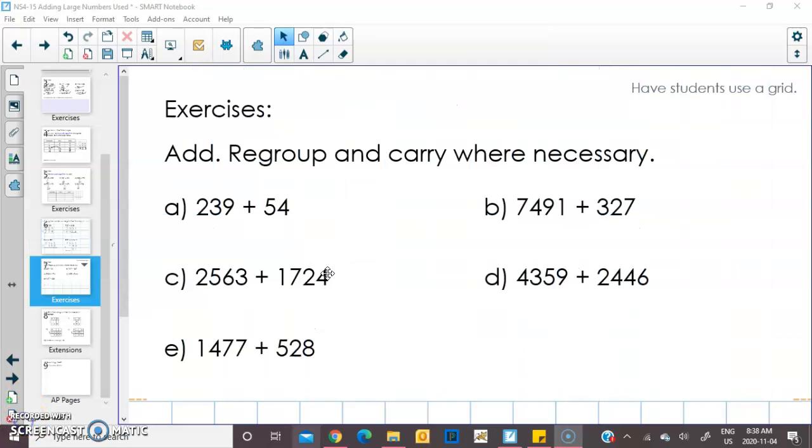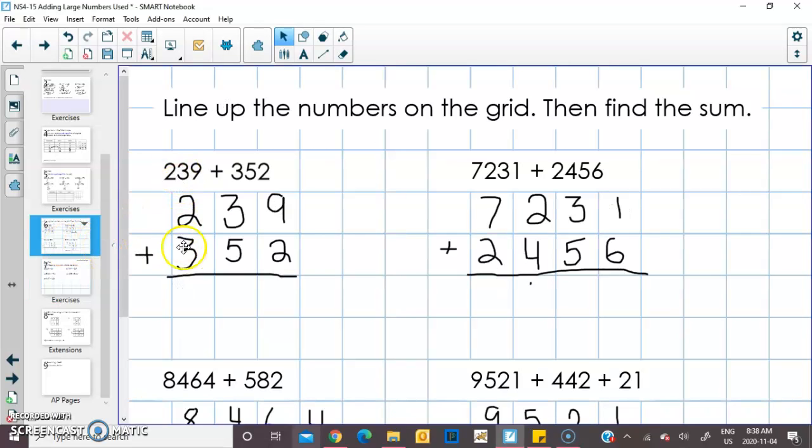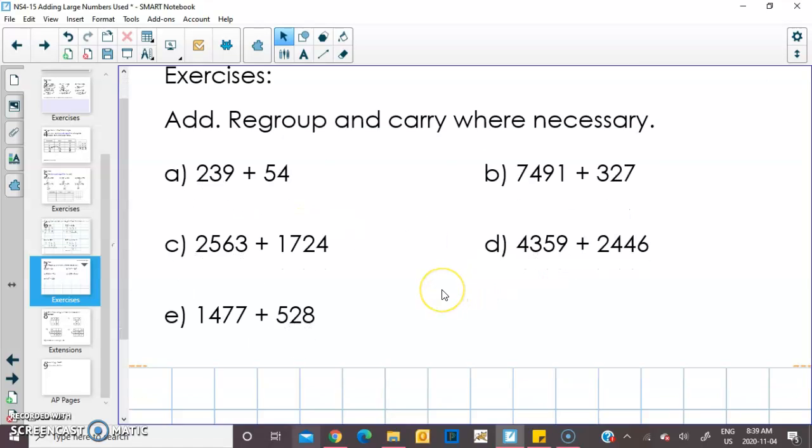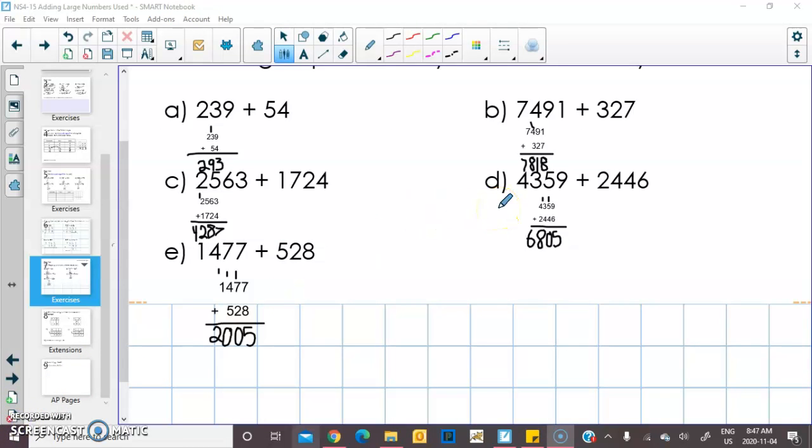Okay, now it is your turn. I want you to take these numbers, A, B, C, D, and E, and I want you to line them up. So the ones together, the tens, and the hundreds, just like we did in the previous slide, okay? So using the standard algorithm, I want you to add, okay? Now some of them you might have to regroup, so you might have to carry some tens. So I want you to pause the video and complete these questions and come back and check your answers.